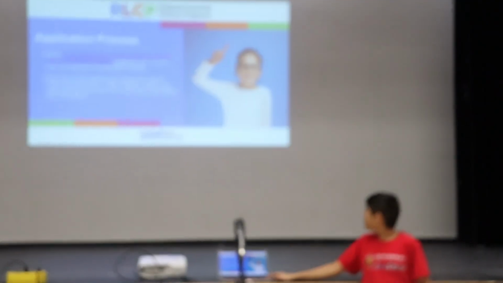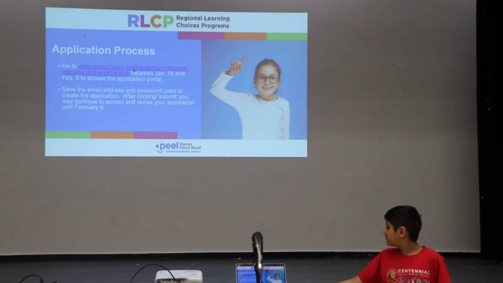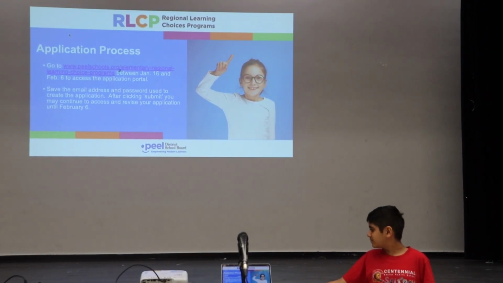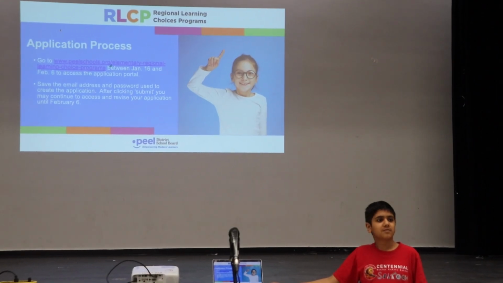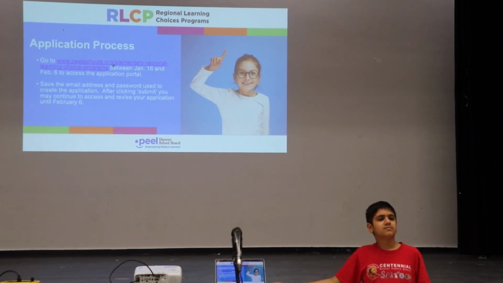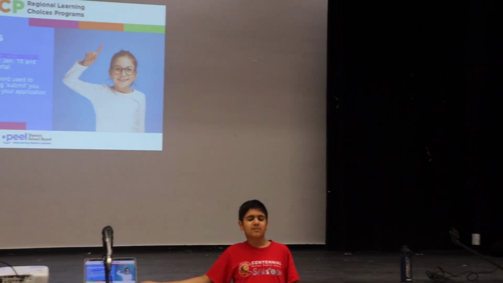Beyond that, it's all about first round offers. On April 3rd, people will start receiving emails, whether they've received an offer or whether they've been put onto a wait list. You'll see up here, if you go on to the PO website, under the Regional Choice Learning Programs, you go into the elementary, you really have to scroll down, click through, and that's where you do the application directly.